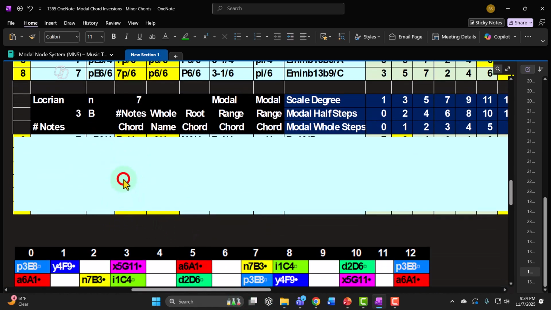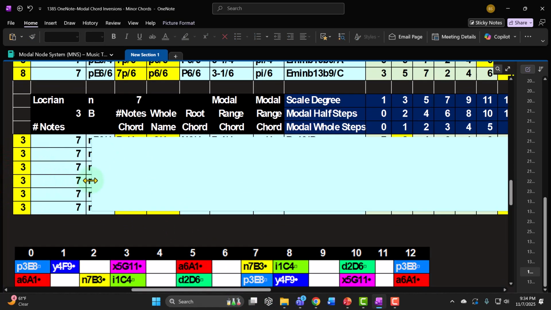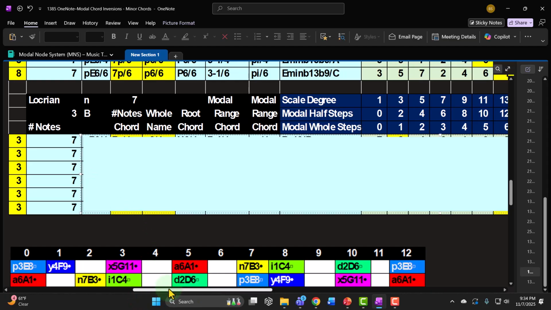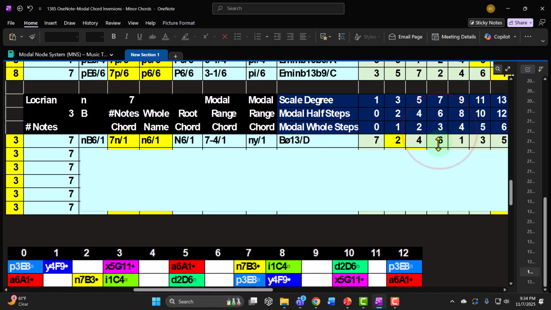Let's lastly go to the Locrian, which isn't a minor mode, but is more minor than major. So we'll end it off here. This is the diminished mode. So normally, if it's a 7-note diminished, now in the collection of notes around the key of C, the Locrian node happens to be a B. So we would be calling a 7-note chord a B half diminished 13.